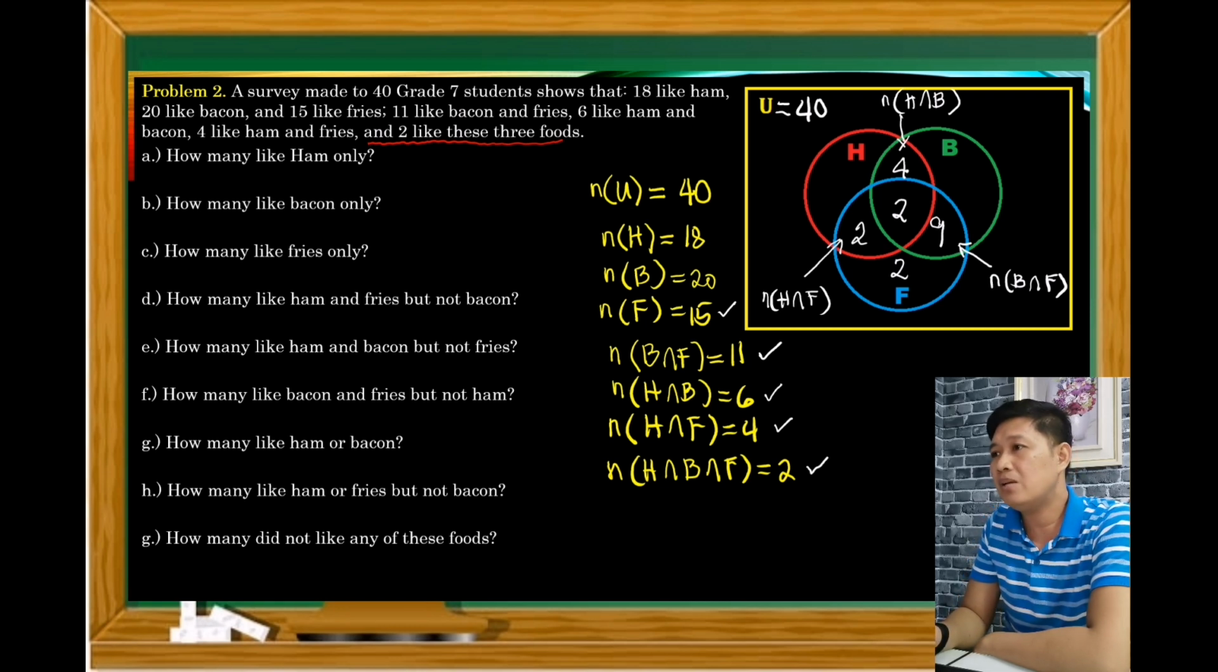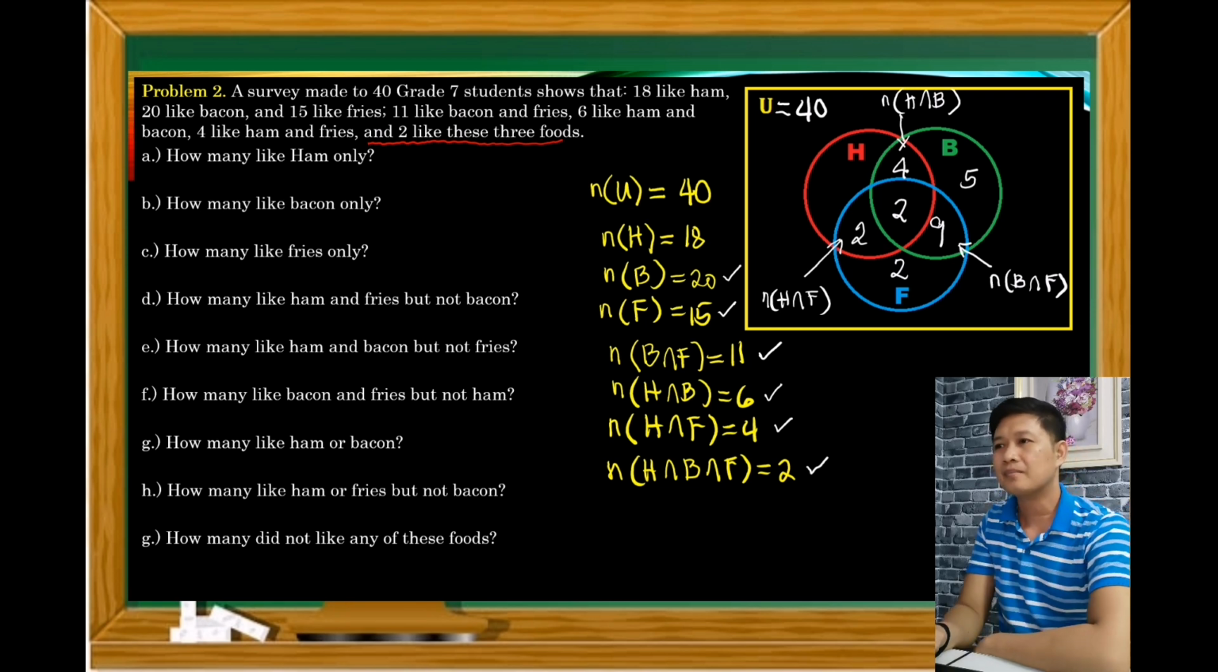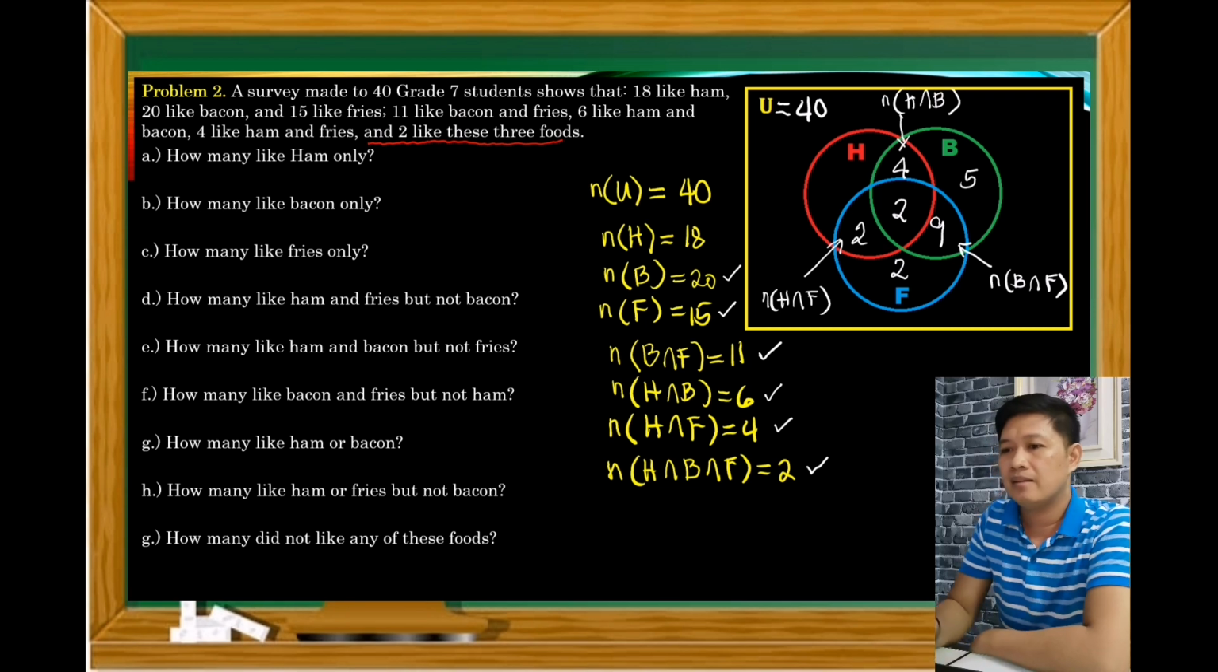Kung titignan natin ang bilog ng bacon, we have 4, we have 2, we have 9. 4 plus 2, 6 plus 9, 15. So, ilan ang kulang para maging 20? Alright, we have 5. So, tignan natin ha. 4 plus 2, 6 plus 5, 11 plus 9, 20. Nabuo? Okay, very good.